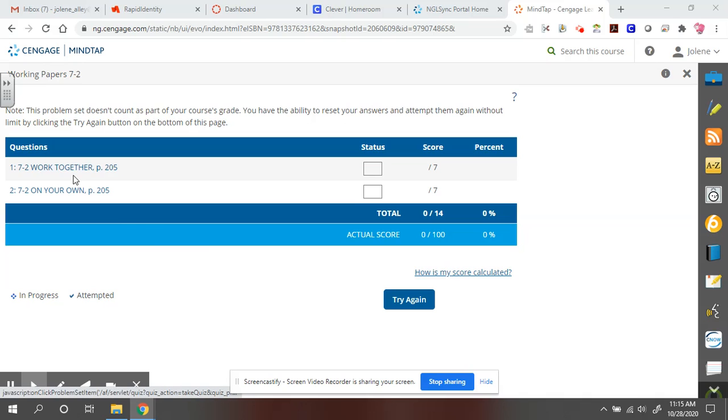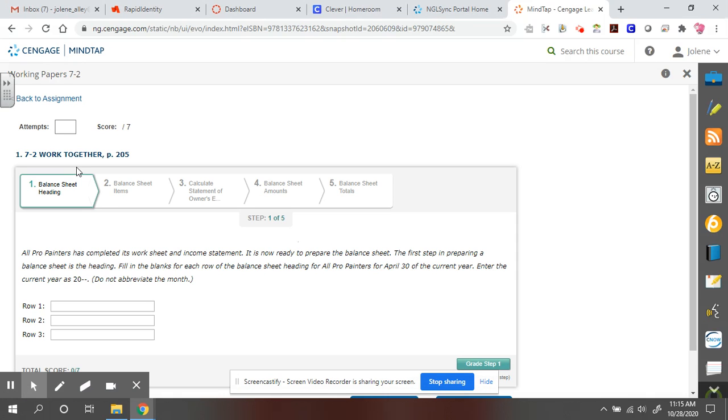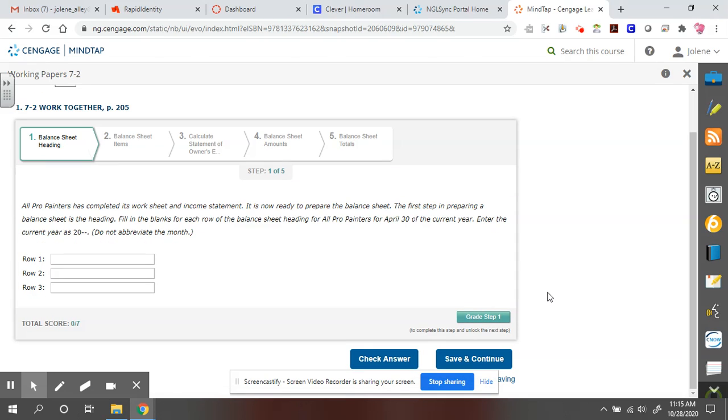All right, so we're going to go to Work Together 7-2, and you see it has 5 steps for us to complete. First thing we're going to do is the title, the heading of the page. The beginning of the page is always the name of the company itself. So in this case, All Pro Painters. And it says that they're ready to prepare the balance sheet.